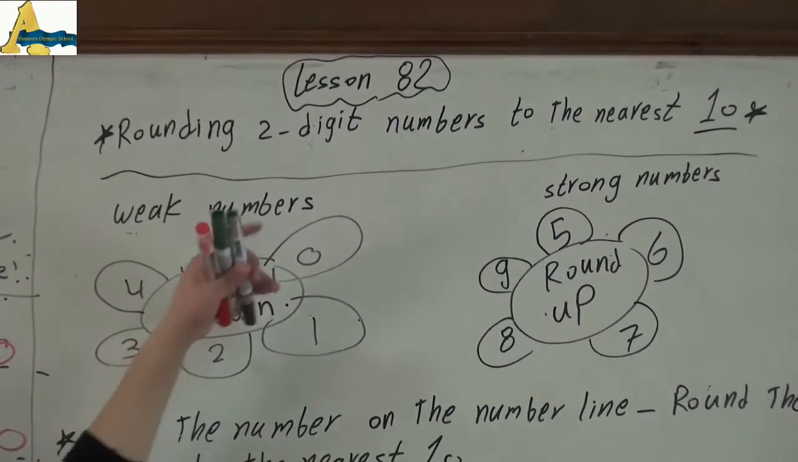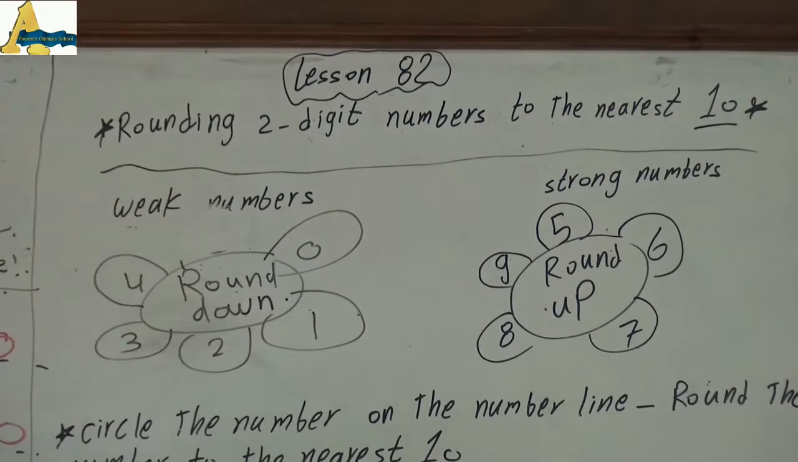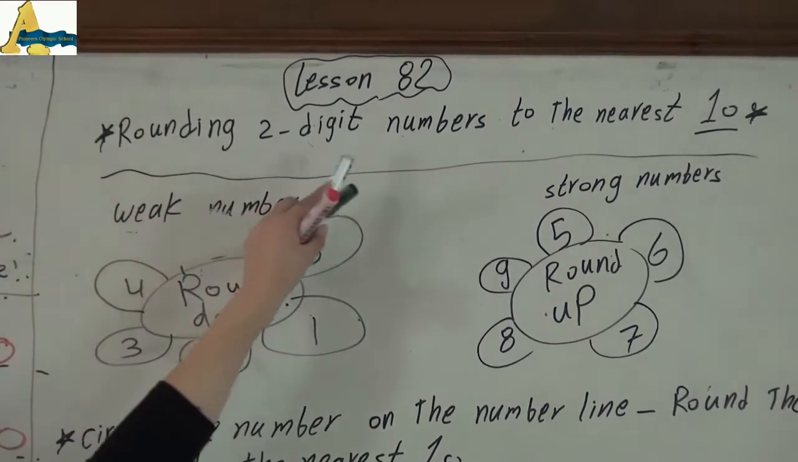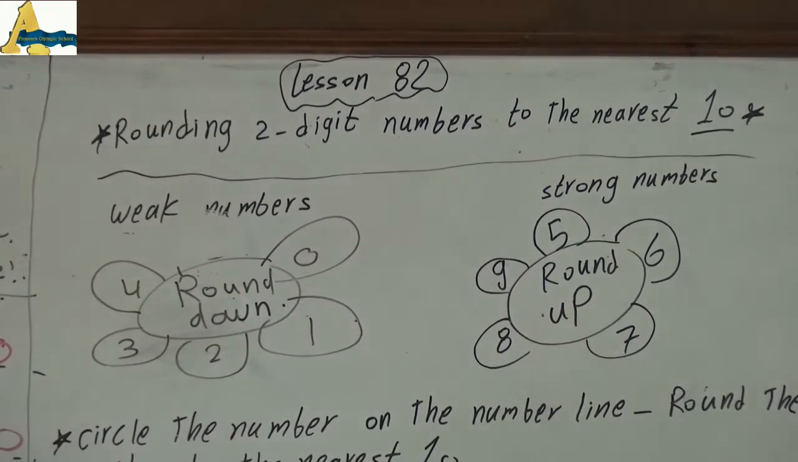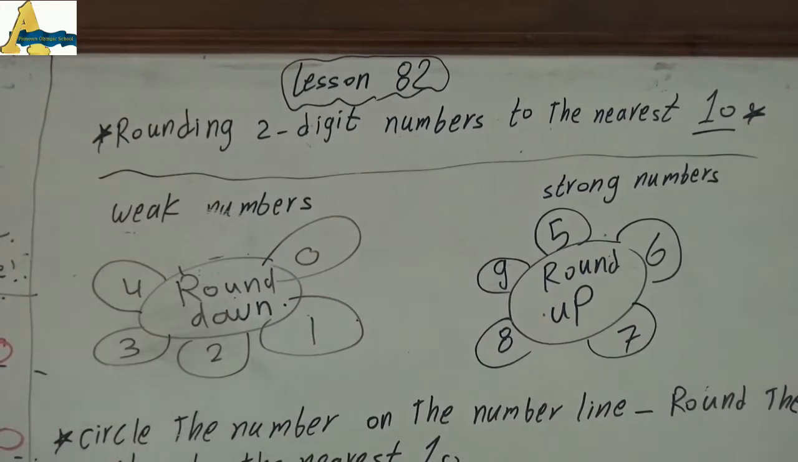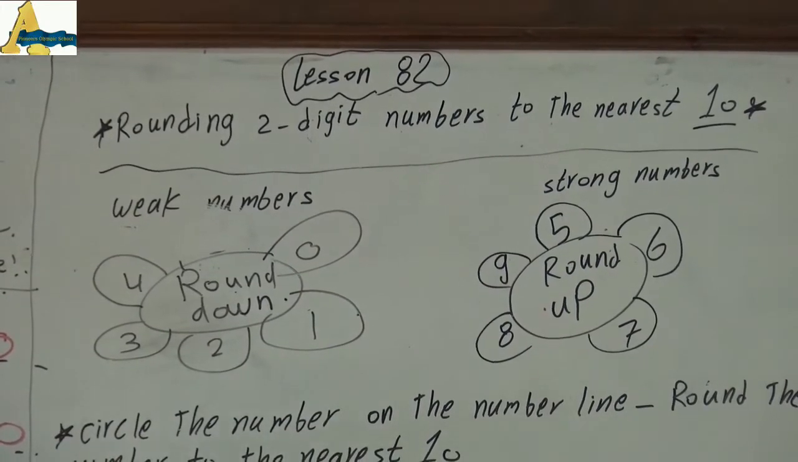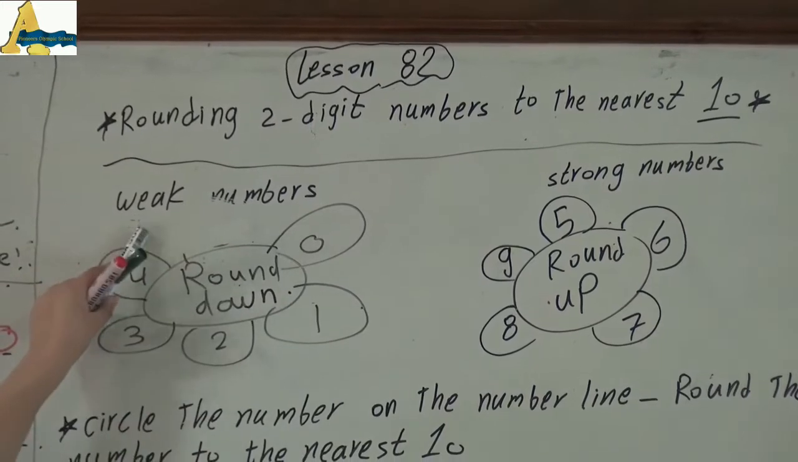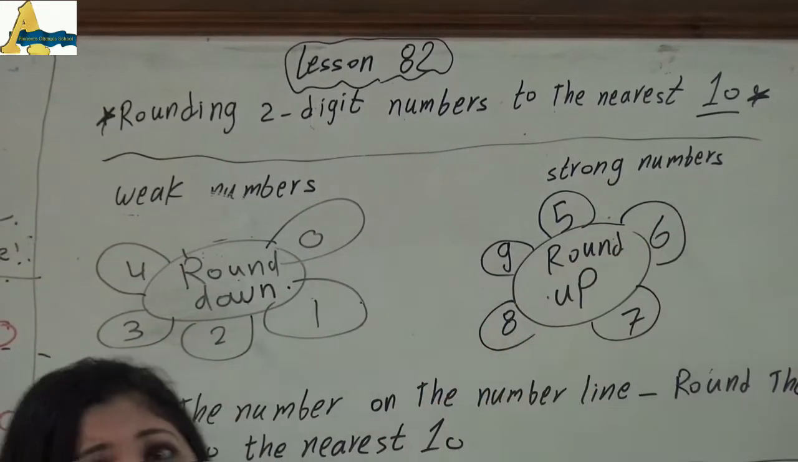Okay. Now, let's see lesson 82. Rounding two-digit numbers to the nearest 10. To do this, first of all, I have to know something. I have to know that I have weak numbers and strong numbers.